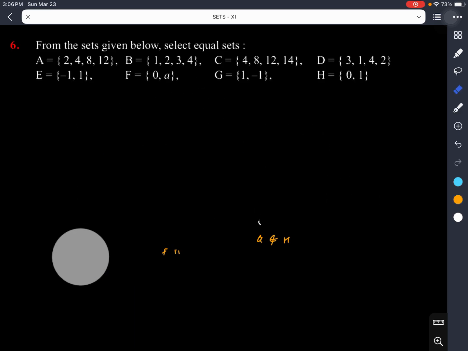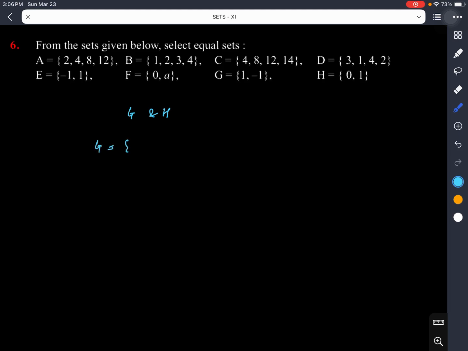Comparing the last two sets, that is sets G and H. G has elements 1 and -1, while H has elements 0 and 1. So here one can observe that -1 is an element of G, while negative 1 does not belong to H. So again these two sets are not equal.